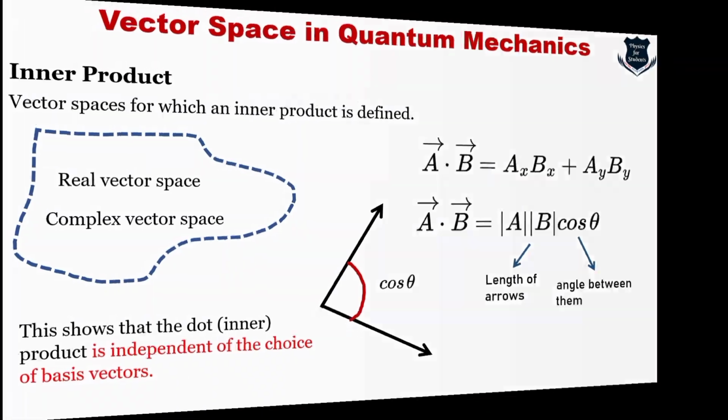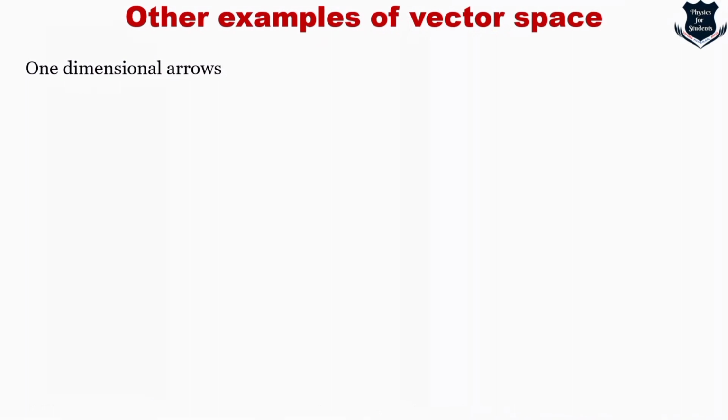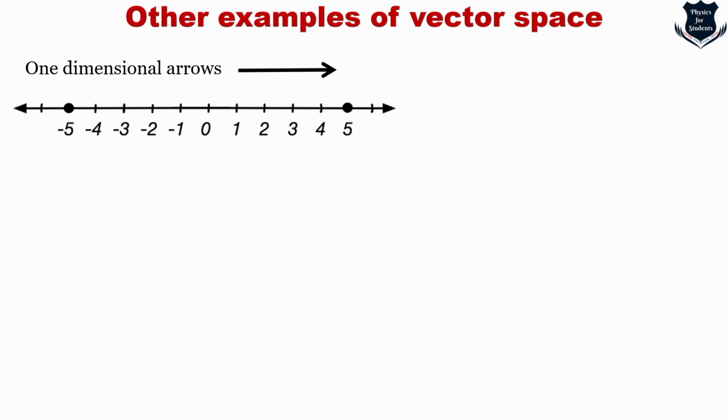Okay, I will just give you a few quick examples of other vector spaces. It's not always that these are the examples. Quickly, I will show you. Besides the 2D and three-dimensional arrows, we can also see a one-dimensional arrow. These are the numbers on the real line, and the real line numbers actually form a one-dimensional vector space.